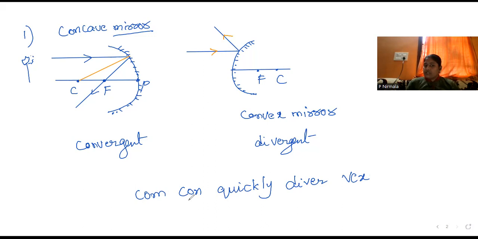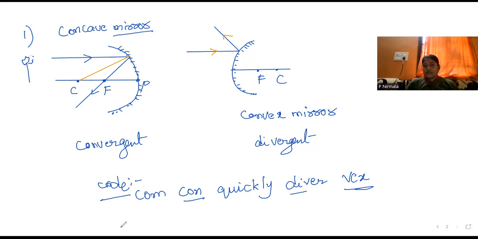Come con means what? The concave. So concave is convergent. Divergent is what? Vex. Vex means what? Convex mirror. So this is one code I'm giving to you people.